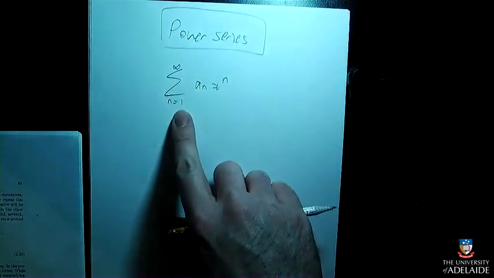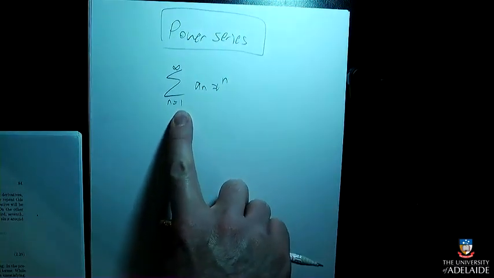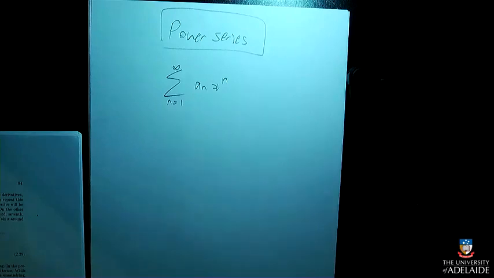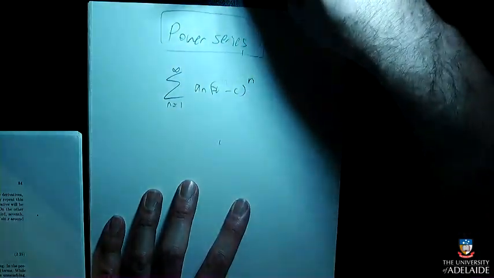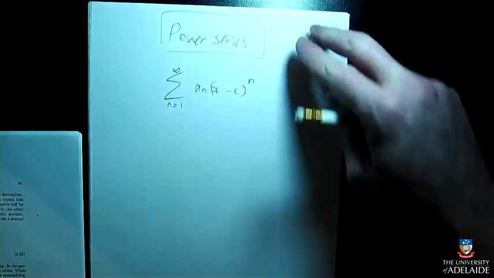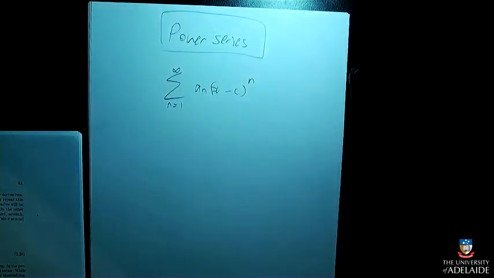It doesn't have to start at 1. It can start at 0. It could start at 5. Doesn't really matter. And it doesn't have to be x to the n. It could actually be something like that with an x minus c to the n. But it's usually just x to the n.